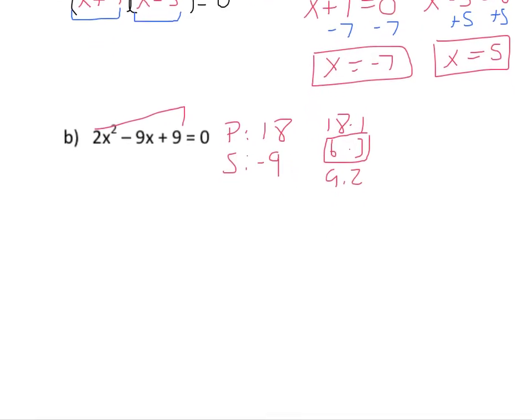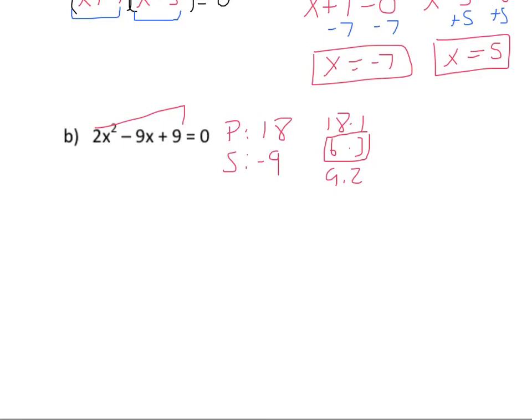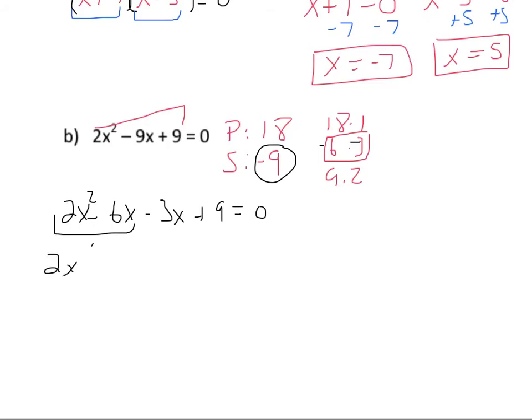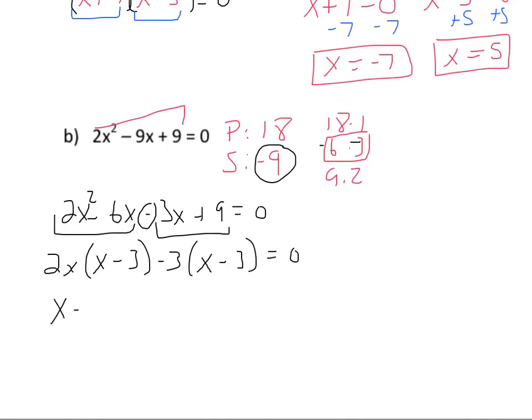So we would rewrite this as 2x squared minus 6x minus 3x, because remember we have to have a negative 9, so both these are negative. They still give you a positive 18. Factor by grouping. They both have a 2 and an x in common. We divide both pieces by 2x and we get x minus 3. There's a negative here, so I'm going to factor out a negative 3, and that gives us a positive x minus 3. If we did it right, we have the same thing in parentheses.